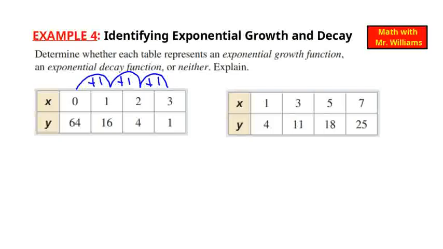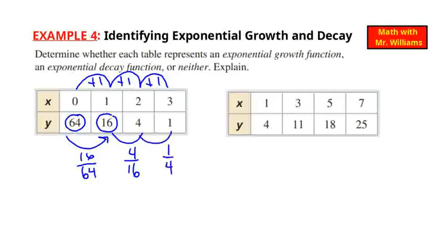So the question is, is it being subtracted each time, or is it being multiplied by a fraction? So in this case, let's go ahead and assume that it's going to be multiplied by a fraction. So we're going to go from the one we're going to over the one we're coming from. So let's see, here we have 16 divided by 64. And then we're going to have 4 divided by 16. Then we're going to have 1 divided by 4.